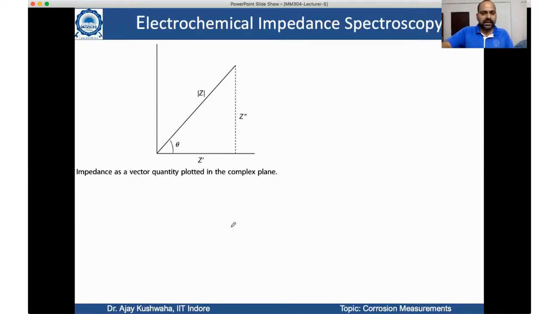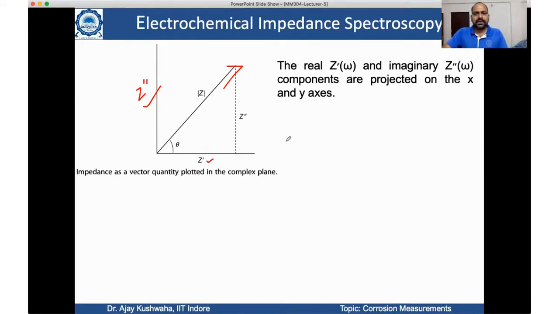So basically Z', this is the real component of impedance. Z'', this is the complex component of the impedance. So maybe Z can be written as mod Z, as Z' and Z''. This way we can represent it in vector form, in which both have the angle of theta. So impedance as a vector quantity plotted in the complex plane.